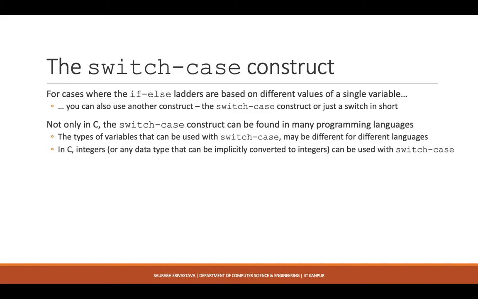This switch case construct is available in many programming languages, C++ and Java at least that I can tell you, because the syntax in C++ and Java is exactly the same as in C, maybe with some minor changes. For example, in later versions of Java, I think you can also use strings instead of integers. But in C, the type of variable over which switch will work is integers, or something that can implicitly be converted to integers. I'll leave something related to that in the homework.